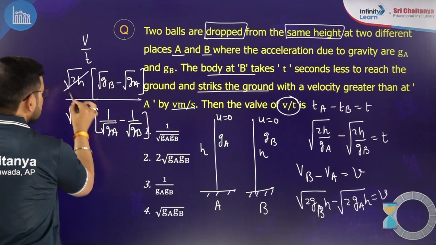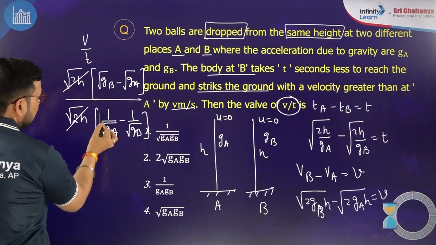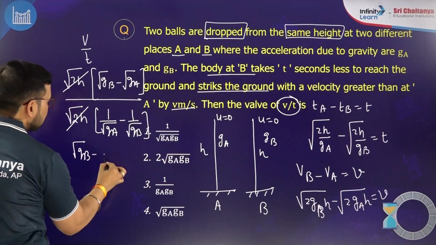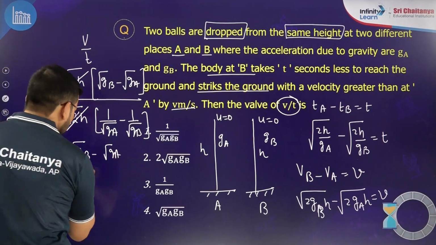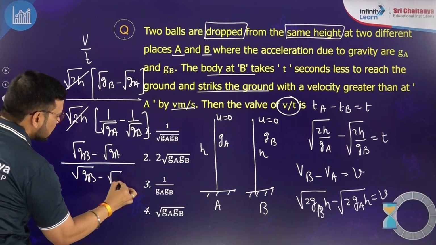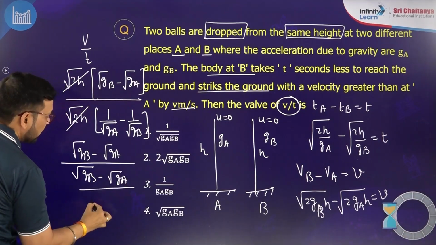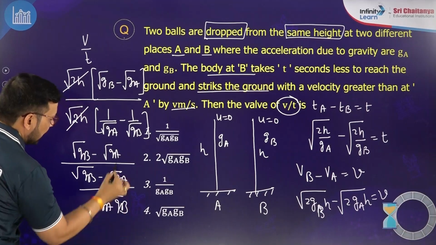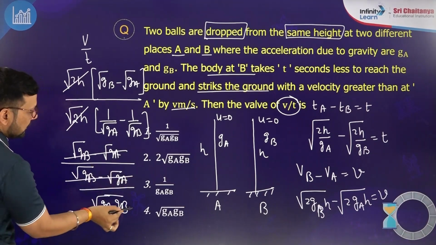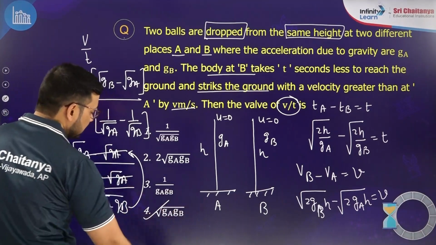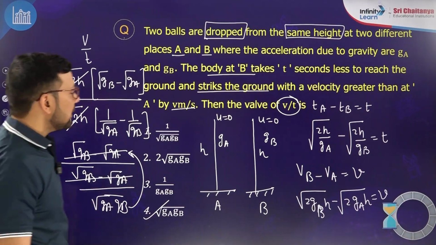Now only solving is required here. Here I will take LCM. So it will be Gb minus Ga divided by root Gb minus root Ga divided by root Ga Gb. The two being the same will be cancelled. This will go in the numerator. So I will go with root Ga Gb. That will be the answer.